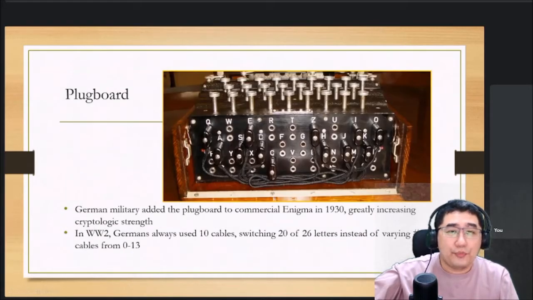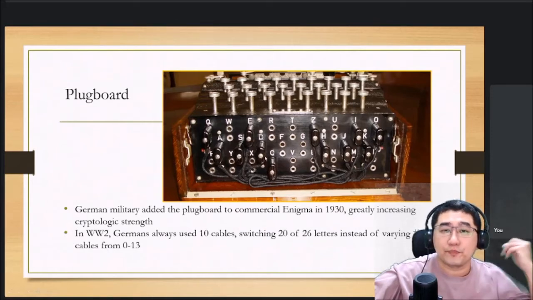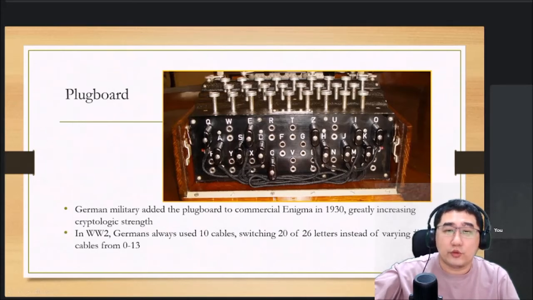This is the plug board. The plug board is the additional feature added by the Germans, which increased the complexity of the Enigma machine. The plug board has 26 holes with 13 cables. The cables connect any two letters. You can use 0 cables if you want, or you can use up to 13 cables, because you only have 26 letters. Each cable connects 2 letters.